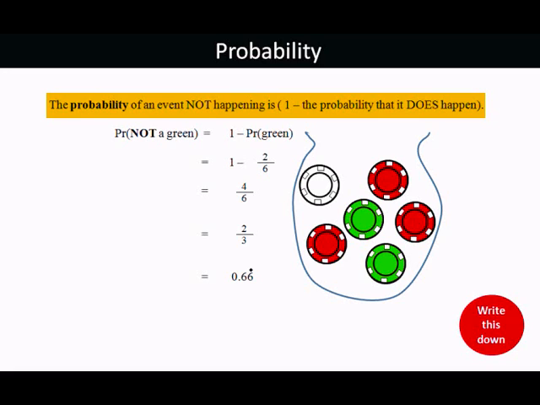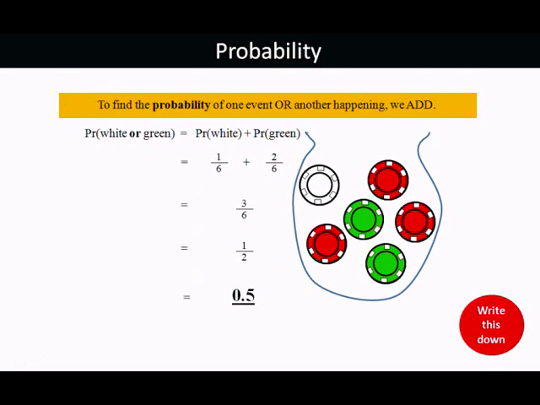1 minus 2/6 is 4/6. And that makes sense because there are 4 chips out of 6 that are not green chips. So the chance of getting a chip that's not a green is 4/6. And 4/6 is the same as 2/3, or as a decimal, 0.6666 recurring.